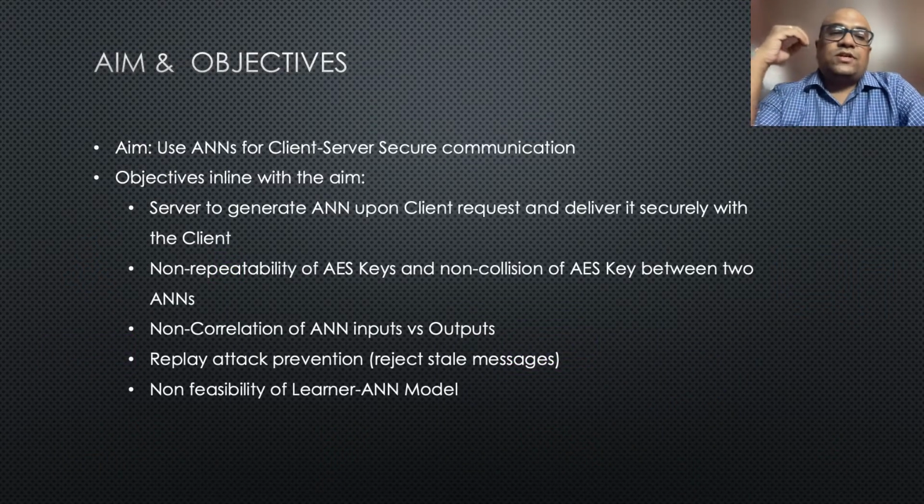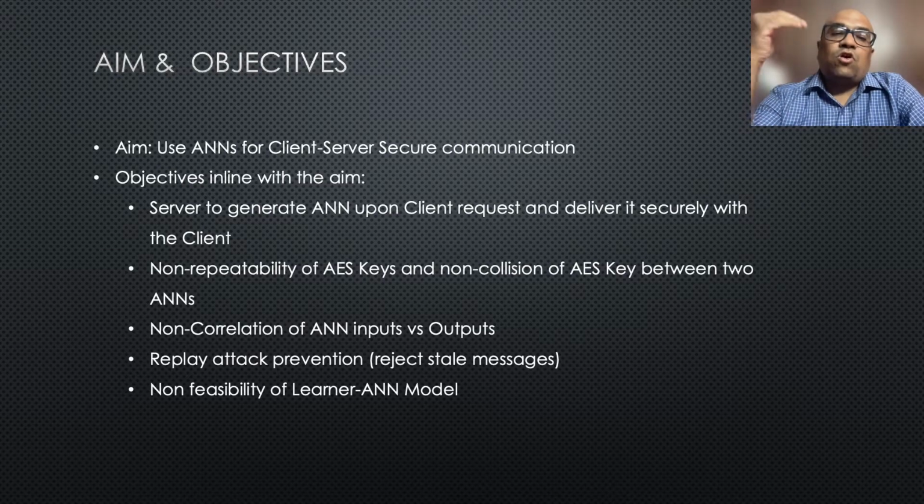The aims and objectives of the research are to secure communication using ANNs. The objectives of this research are to deliver the ANN securely from the client to the server, from the server to the client, because the ANN has its weights and biases, which are the secret ingredient to generate the AES key. We don't want the ANN to be public, because anybody with the same ANN would be in a position to generate the same AES keys. So ANNs would be encrypted and delivered back to the client. The client should be the only one that would be in a position to decrypt the ANN.